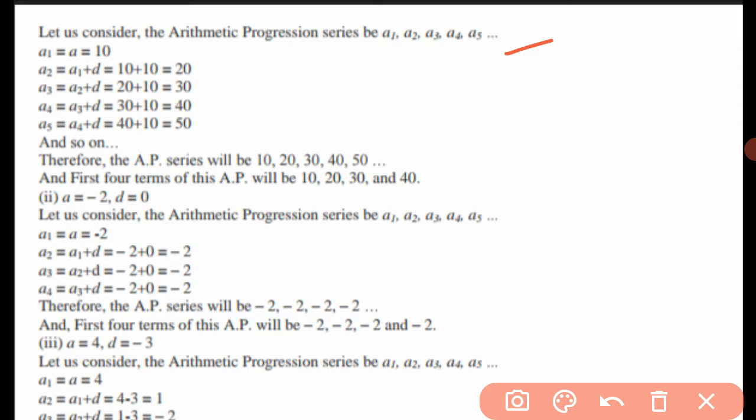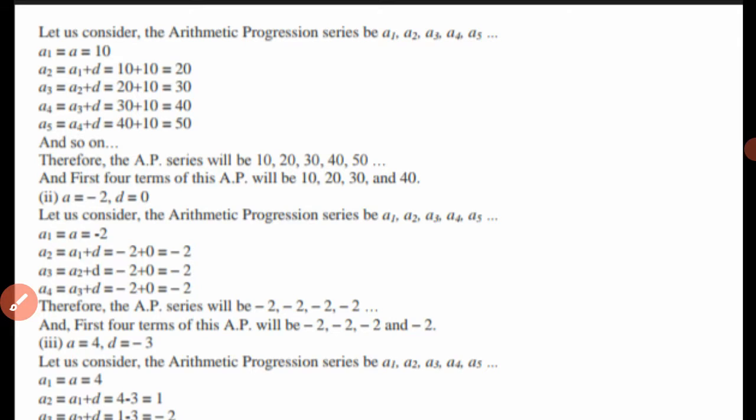Here a1 will be 10. For a2 it will be a1 plus d, that is 10 plus 10, 20. a3 will be a2 plus d, meaning 20 plus 10, it will be 30. a4 will be a3 plus d, that is 30 plus 10, it will be 40. a5 will be a4 plus d, that is 40 plus 10, that is 50. So 5 terms of the AP will be 10, 20, 30, 40 up to 50. In this way we can write 5 terms, and we can also write 4 terms of the given AP.